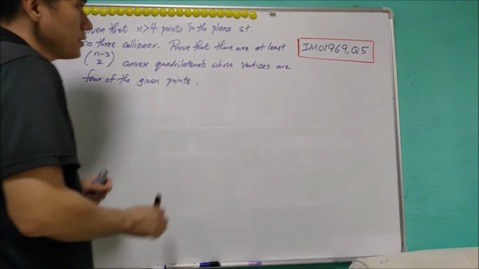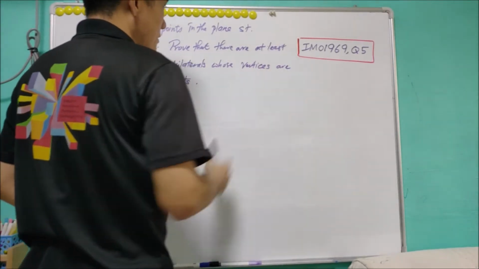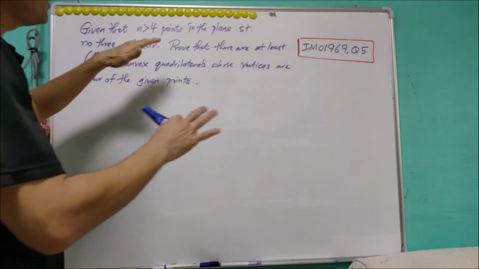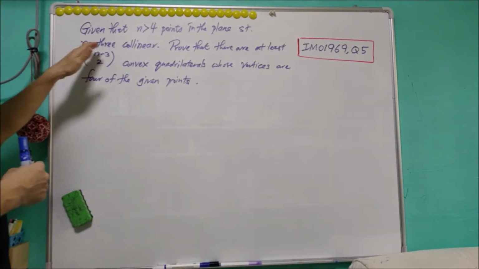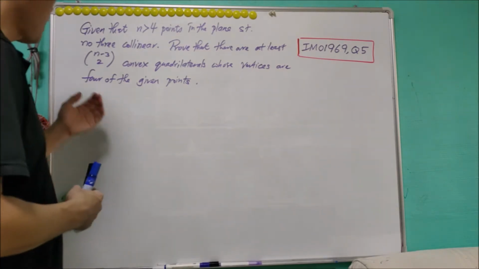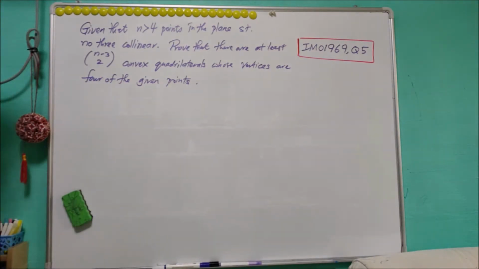Let's consider a counting problem from IMO 1969, question 5. Given that there are more than 4 points in the plane, such that no 3 are collinear, prove that there are at least (n-3 choose 2) convex quadrilaterals whose vertices are 4 of the given points.